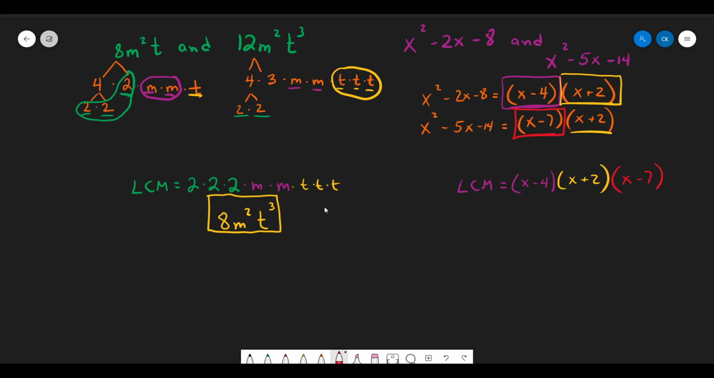Okay, so hopefully these are the two answers that you got. For the first one, 8 can be broken up into 4 times 2. But 4 is not a prime number, so we have to break that back up into 2 times 2. So you have 2 times 2 times 2. M squared, you just write as m times m, and then obviously t is just t. 12 can be broken up into 4 times 3. 4 can again be broken up into 2 times 2, so it's really 2 times 2 times 3. M squared is m times m.